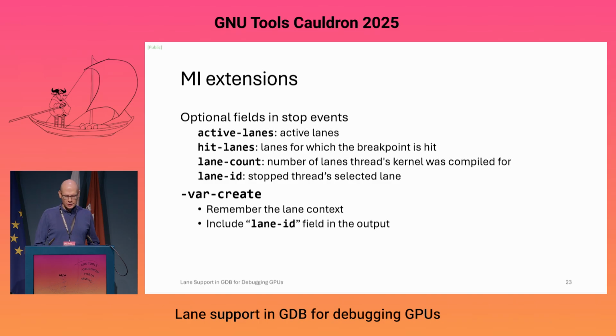And then there's the var-create command. This is a command that clients can use in order to define some objects, some variables that they want to print. This remembers the context in which the variable was created. Because now lane is a context, the lane ID would also be remembered.